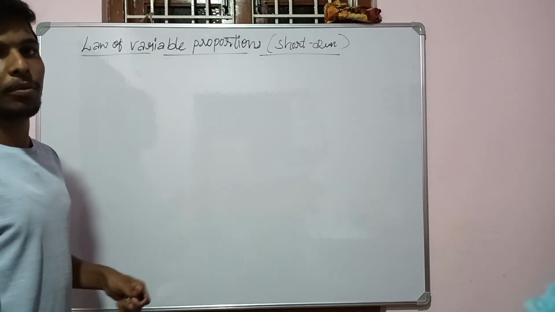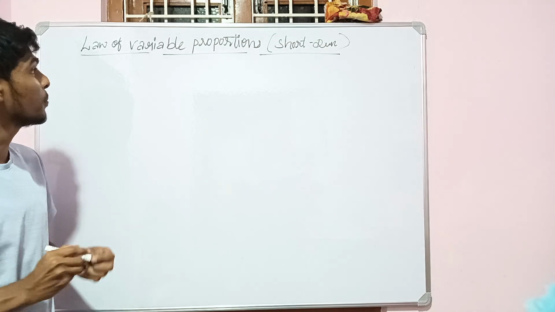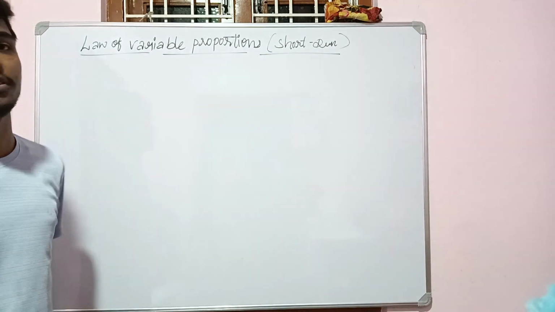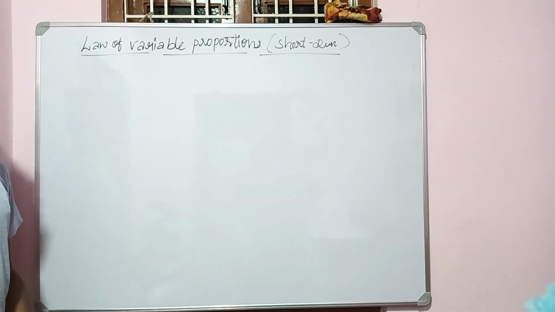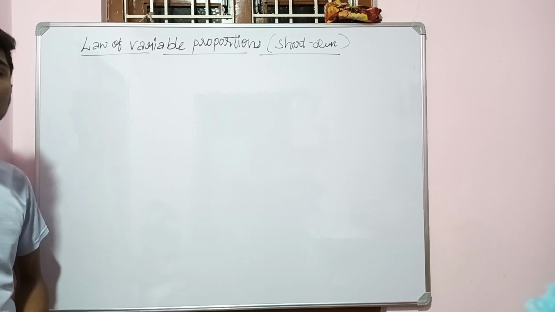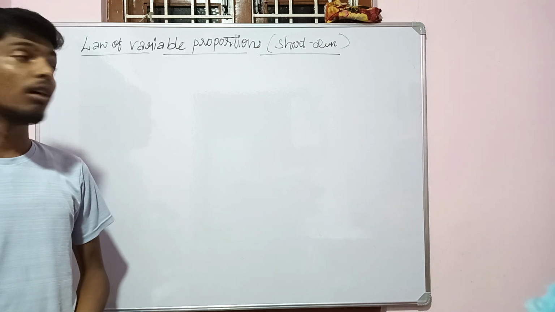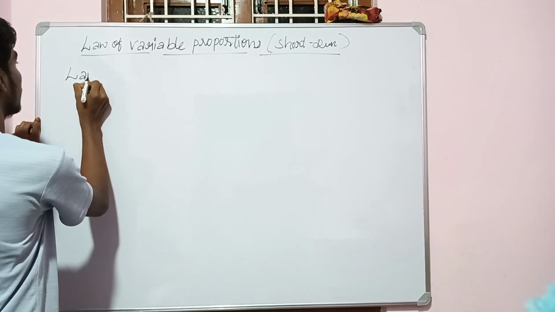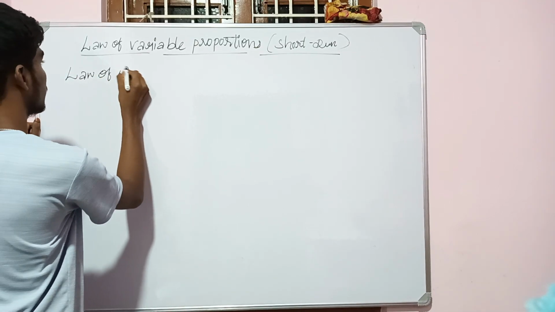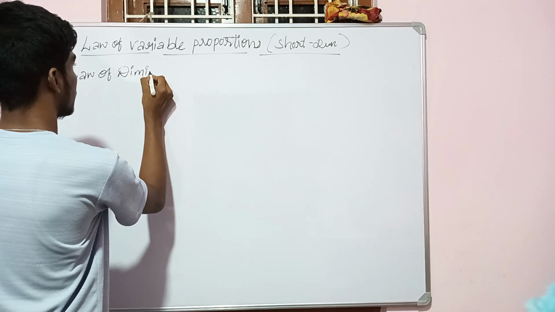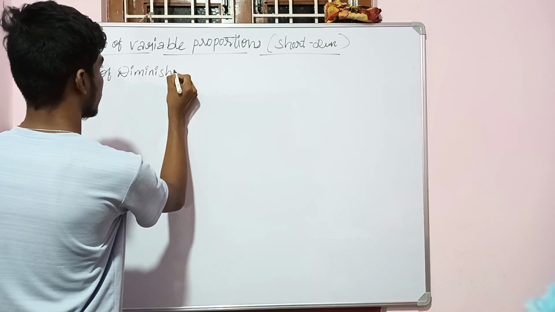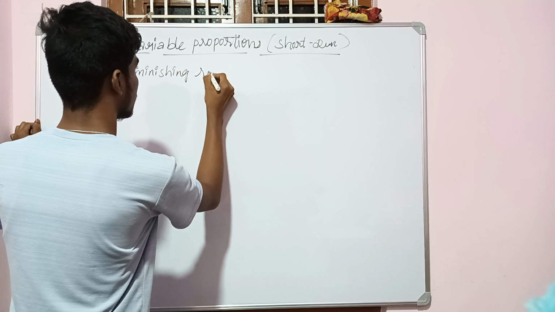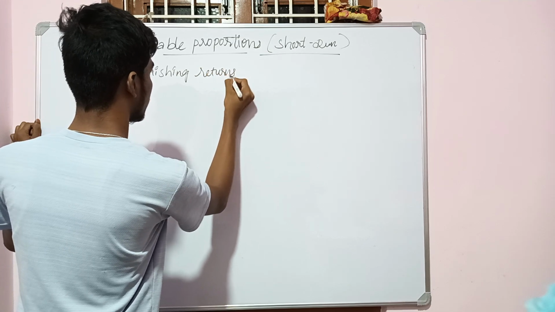So, law of variable proportions. Law of variable proportions under short-run scale of production. Variable proportions is also called the law of diminishing returns.